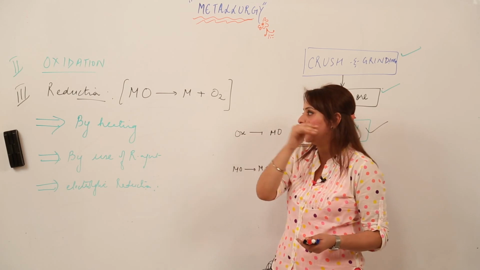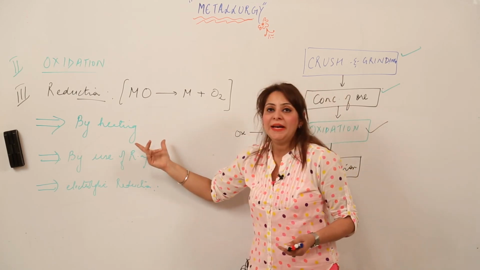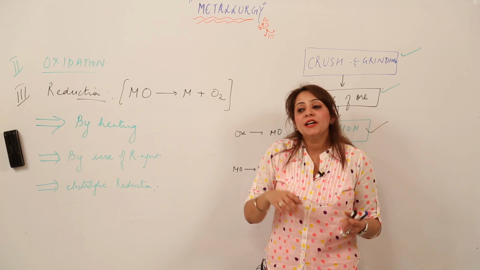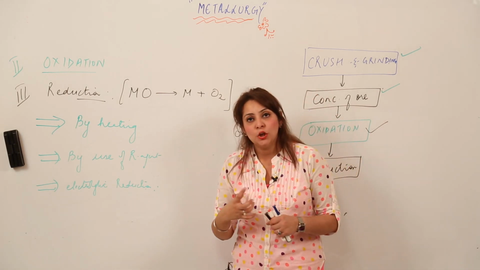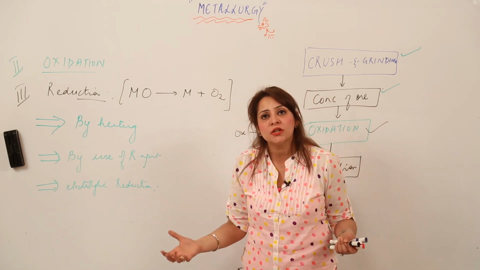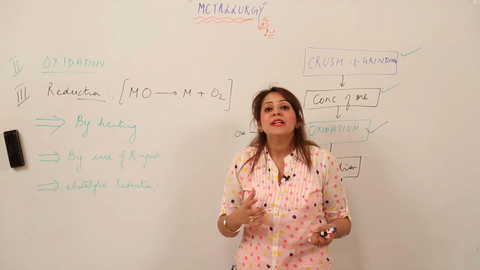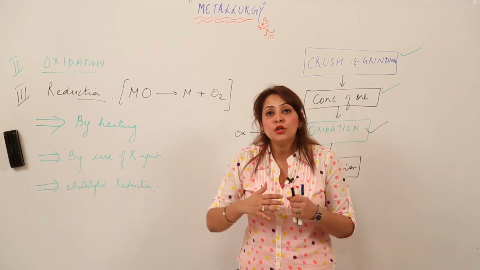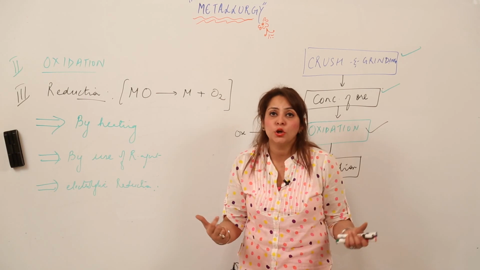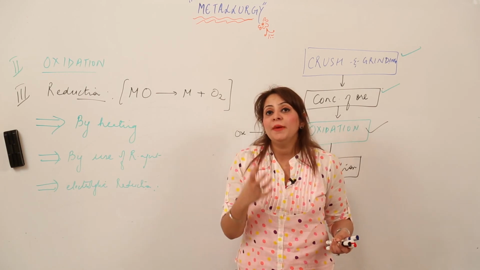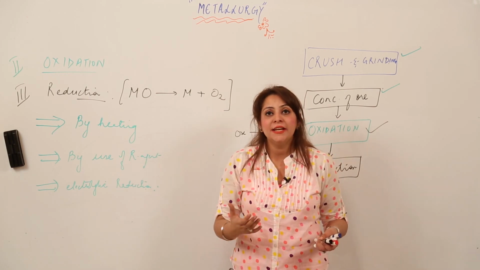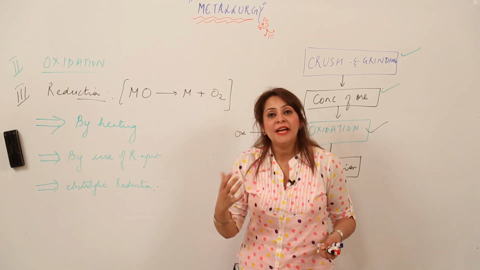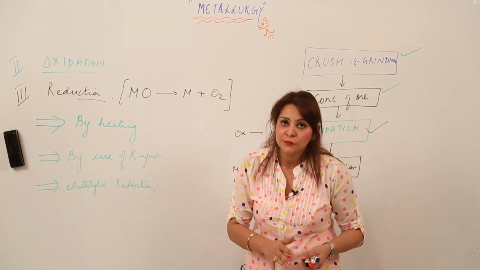So again, just look at the board. So first step is by heating. Obviously if we have a certain metal oxide and we can just separate the oxygen from the metal by heating, that means there is not so strong bonding between the metal and oxygen, right? So what kind of metal can they be? Obviously there will be metals which are not so reactive, which fall at the bottom of the reactivity series.